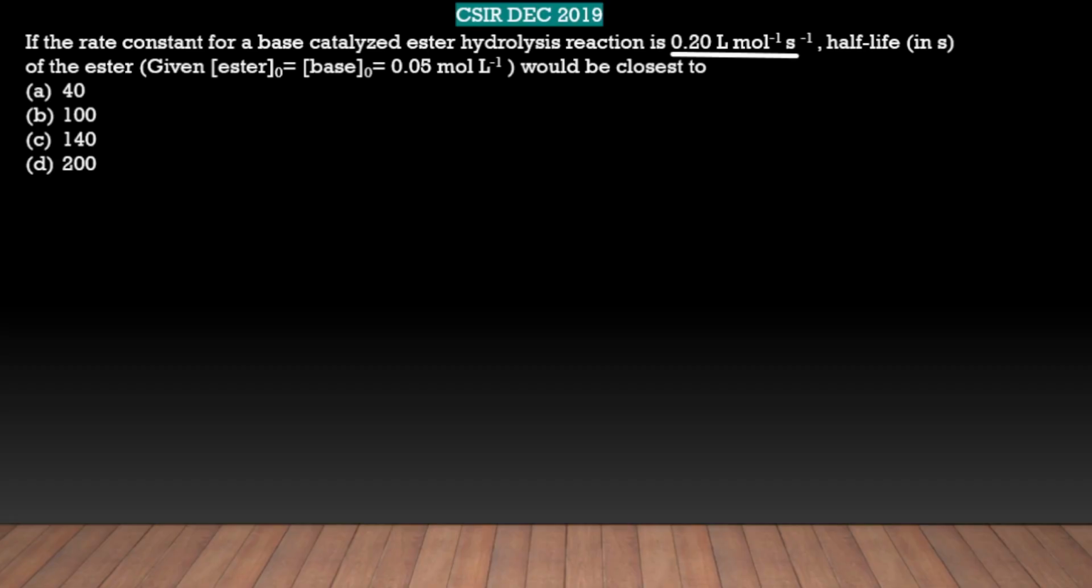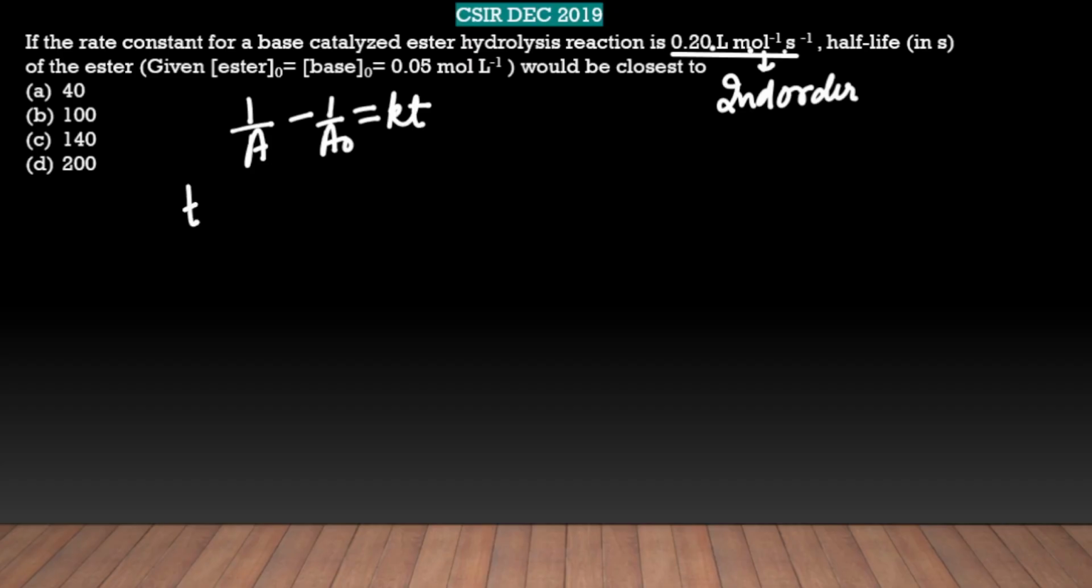Here the rate constant units, if you see, are mole inverse liter per second. So this corresponds to the fact that the reaction is of the second order, right? Because it has the rate constant units as mole inverse liter per second. Now for the second order, the integrated rate expression we have is 1 by A minus 1 by A naught, which is equal to Kt.